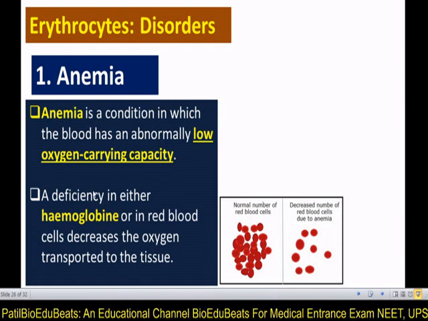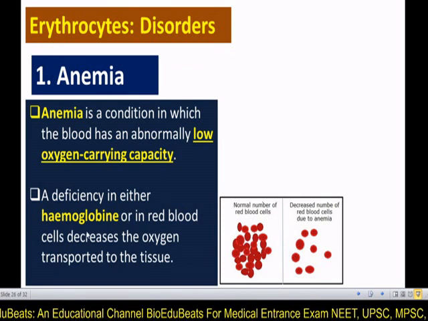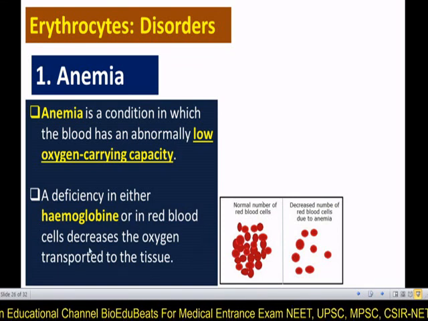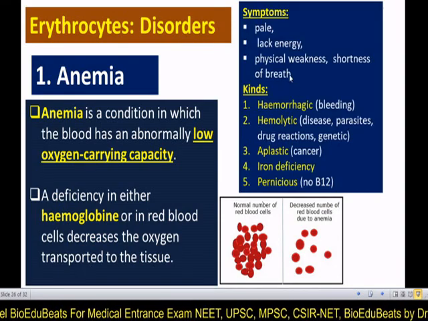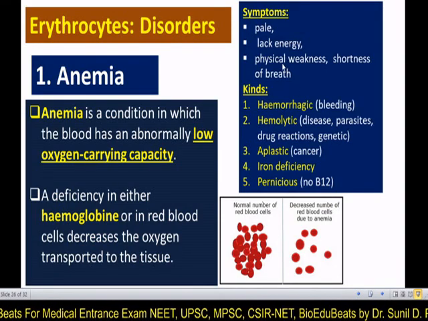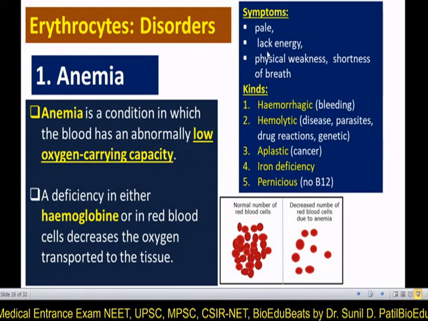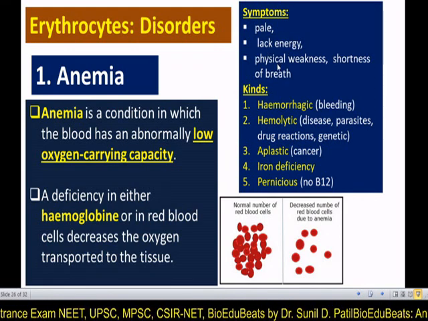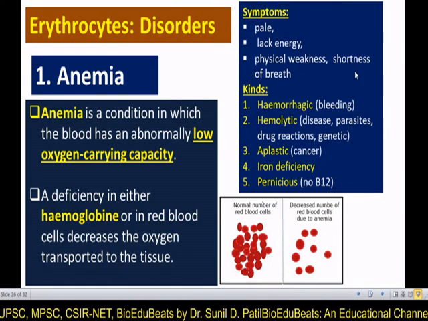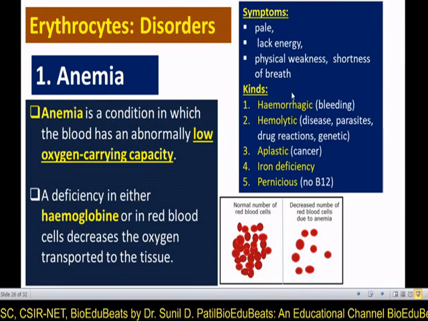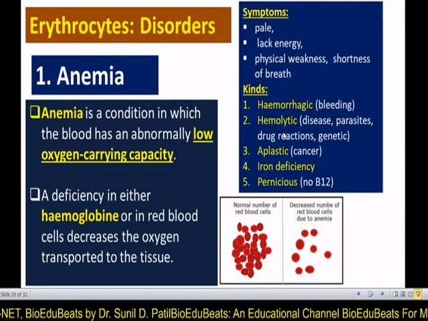It is called anemia. A deficiency in either hemoglobin or red blood cells decreases the oxygen transport to the tissue. The symptoms of anemia: the patient is pale, has less energy, physical weakness, and shortness of breath due to less oxygen. There are different types of anemia.